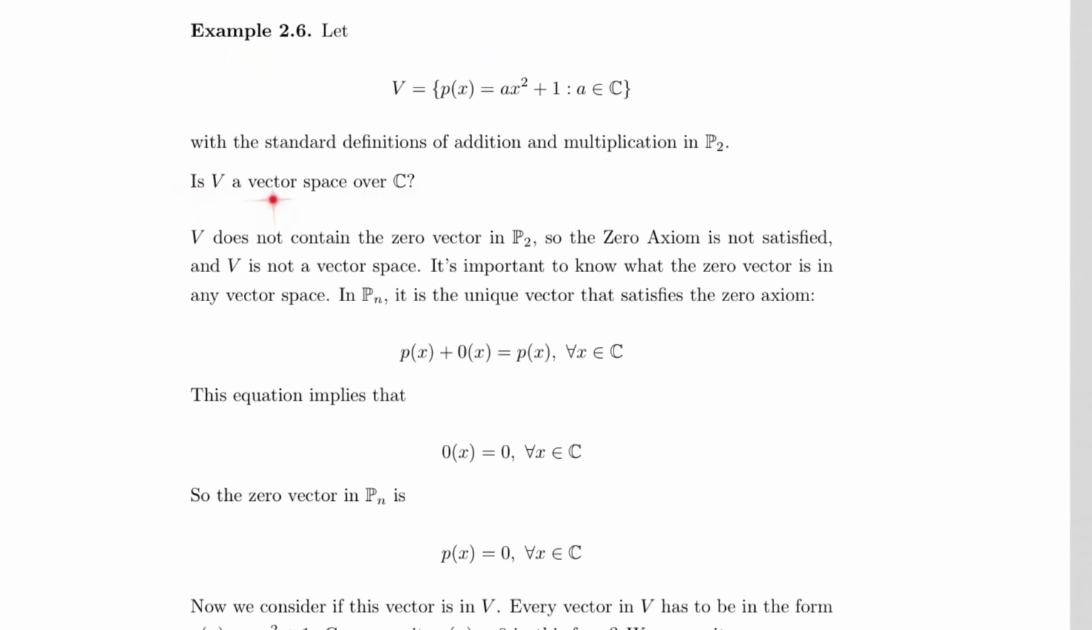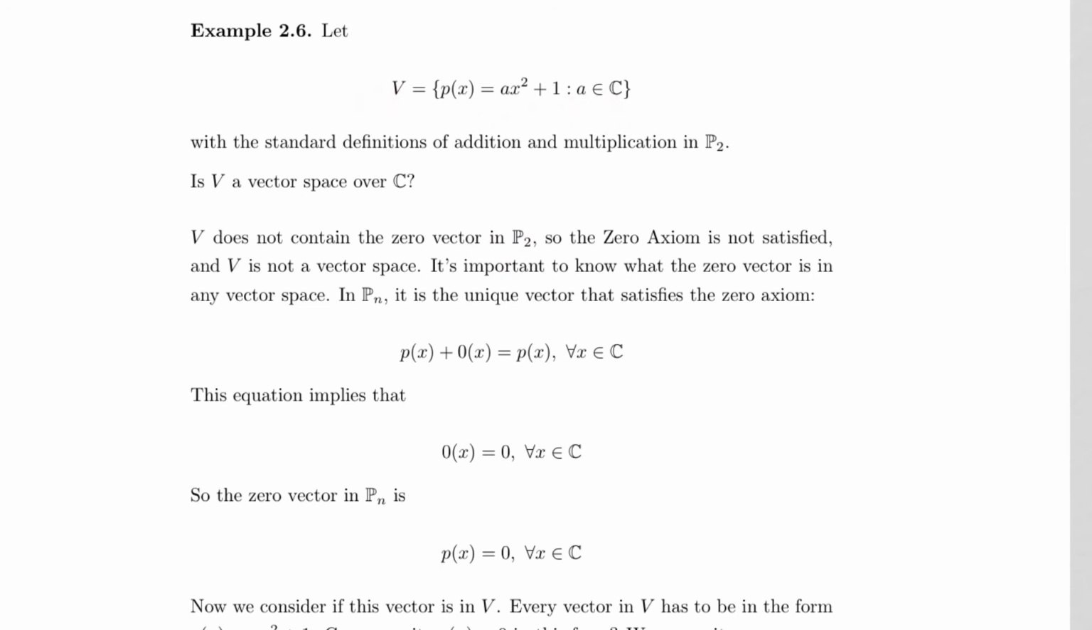So again, that means our field is C. Well, it turns out V doesn't contain the 0 vector in P2, so the 0 axiom is not satisfied, and V is not a vector space. Easy peasy. But what is the 0 vector in P2? It's not the number 0. Well, actually it is, but we have to prove what it is. And we prove it using the 0 axiom. We have to figure out what the 0 vector is first in any vector space before we can decide whether it's contained in any particular set, like V up here.